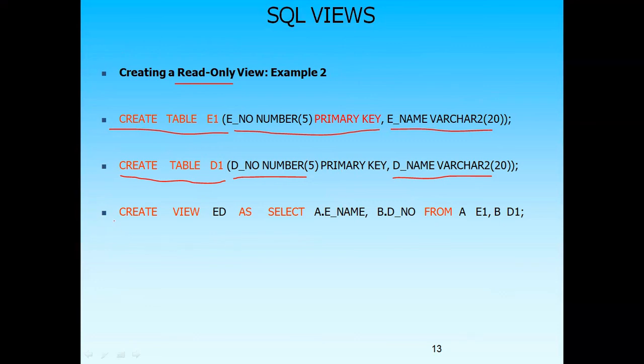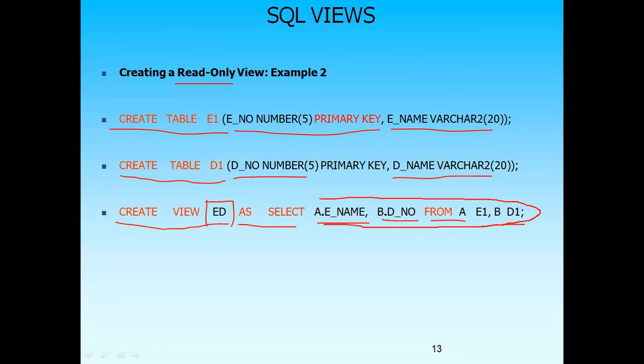So what is the syntax here? The syntax is same as the single table query, only I will use here join query, right? So create view ed, my name of the view is ed here. E stands for employee table, D for the department table, means I want to select the data from both the table, employee and department, right? And my query is as select a dot e name, then b dot d number from a and e1 and b d1, right? So here we have not mentioned the join condition. So this select query will select all the Cartesian product records from the both the tables, right?